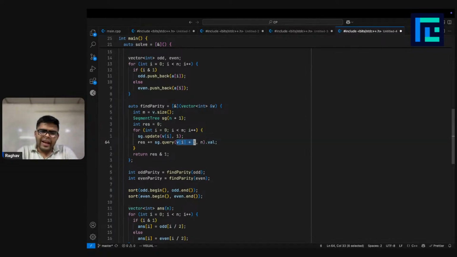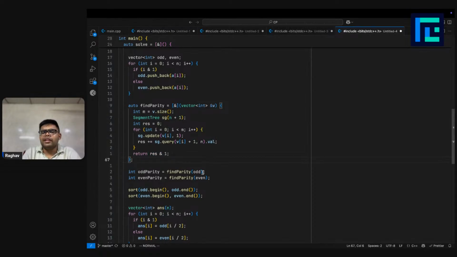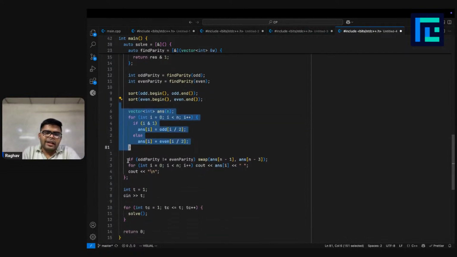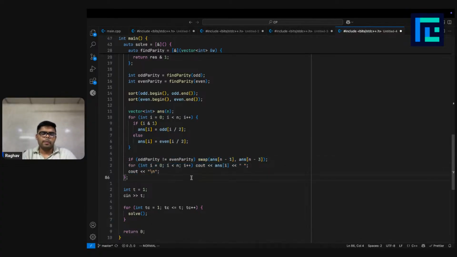So I can just query how many people are set in the range from vi plus 1 to n in the segment tree to find out the number of people who are greater than the current guy and have already appeared. And then I'm returning the parity here. So I stored the odd parity, even parity, then I sorted the arrays, then I filled my answer array, and then if the parities are not the same, then swap the last and the last third guy, and then print the answer. That's it.